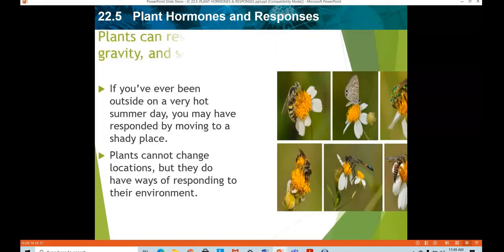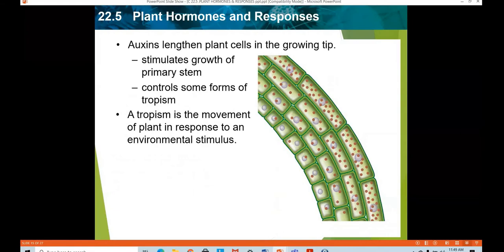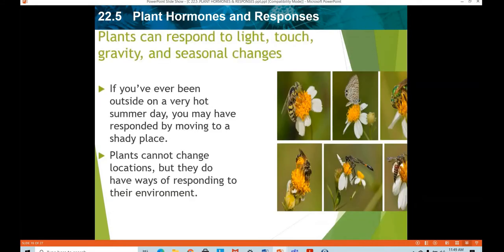So you can see this is how the auxins work here. These are the ones you can see in this picture. They lengthen the plant cells in the growing tip. They stimulate growth of the primary stem, and they control some forms of tropism. A tropism is the movement of a plant in response to an environmental stimulus. So this is about the hormones and their function.